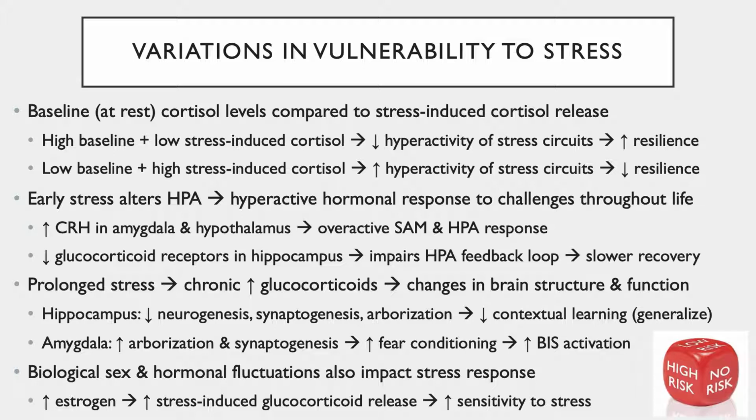Two areas where this is particularly notable are the hippocampus and the amygdala, where they actually have opposite effects. In terms of the hippocampus, we see less neurogenesis, that is the creation of new neurons, less synaptogenesis, the connection between those neurons, and less arborization, the dendritic trees and spines that branch off from the dendrites and from the soma. These changes are associated with a decrease in the ability towards contextual learning.